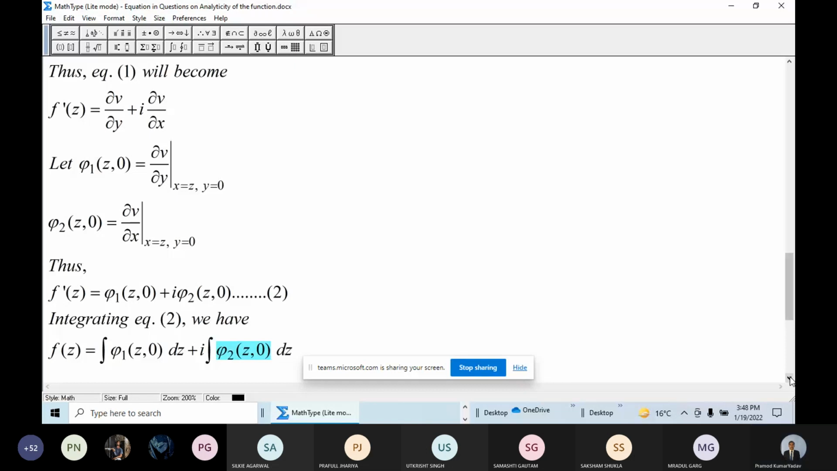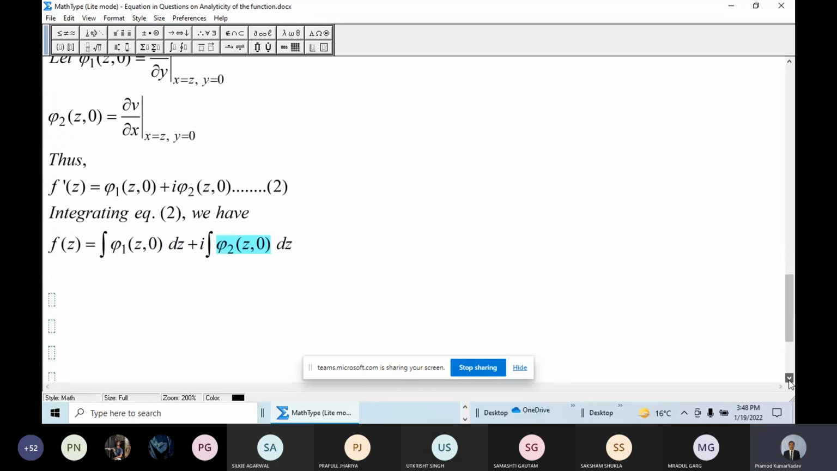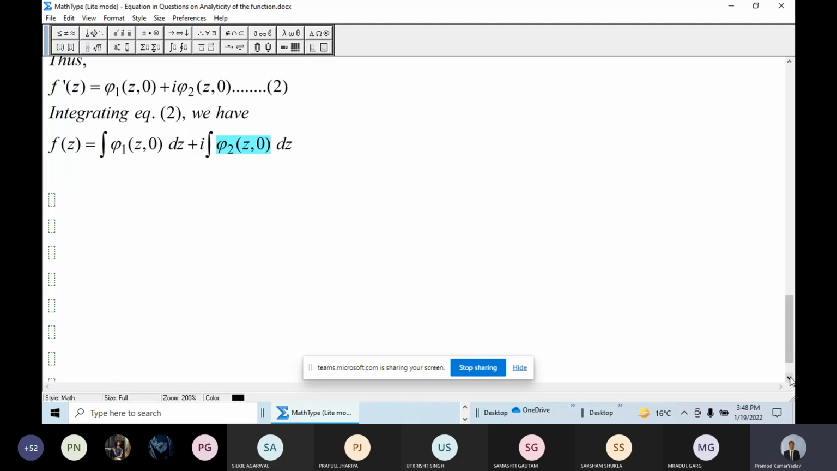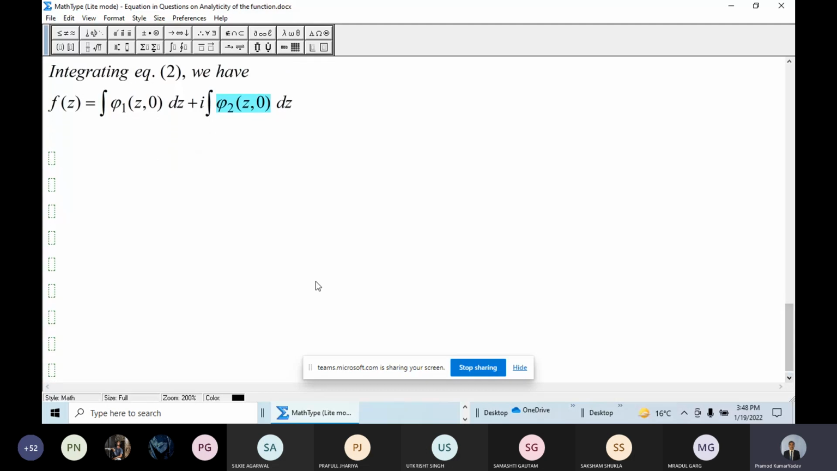Now we need to solve some problems. You have already seen the problems for the analytic function, but you know what the procedure was there. First we differentiate, then we use the CR equation, then we find, and then integrate. Now you may note down one question.